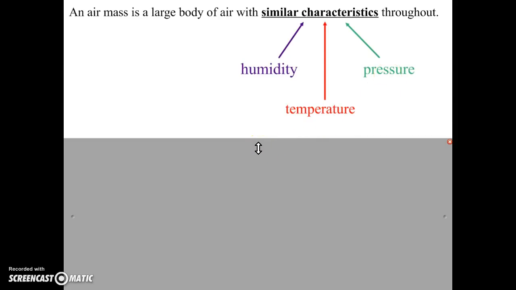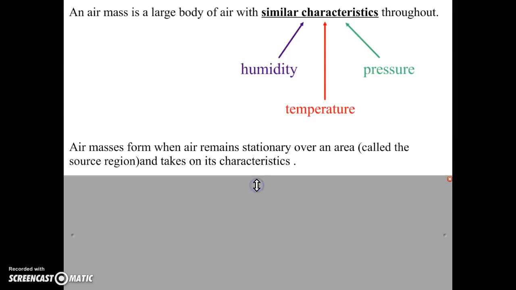So how do air masses get their characteristics? Well, the way it happens is when a large parcel of air, a large chunk of air, remains stationary over a part of the Earth for a long period of time. The area of the Earth that it hangs out over is called the source region. And if air hangs over a source region, it will take on the characteristics of that region.